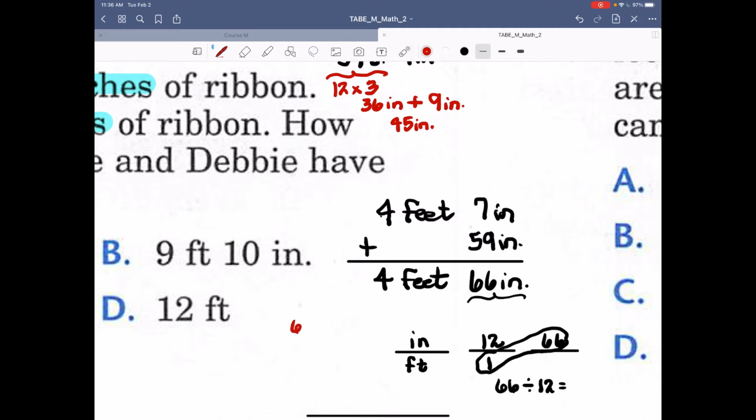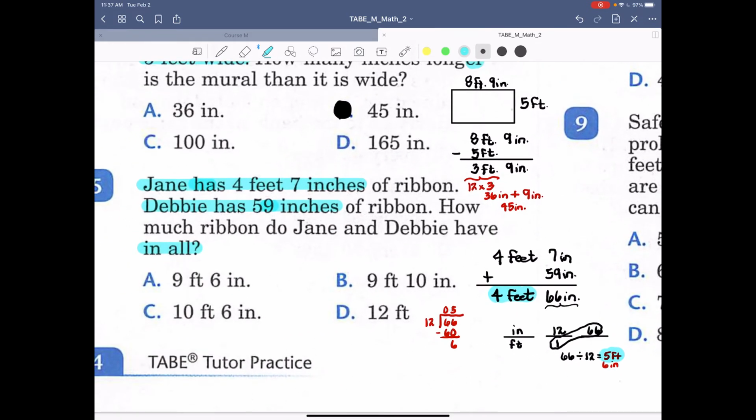I'm going to say 66 divided by 12. That's going to go 5 times with 6 inches left over. So let me go ahead and finish this. This is 5 feet 6 inches. So I'm going to combine these 4 feet up here with this 5 feet to get 9 feet, and then 6 inches left over. And that actually is one of my choices. That is A.